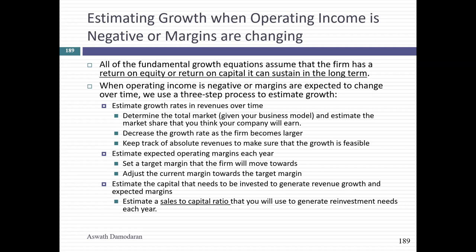So you got revenue growth, you got margins. Margins times revenues give you operating income. And then you need to subtract out reinvestment, right? And now that your margins are changing, your reinvestment cannot be connected to operating income like it was in the sustainable growth. It's got to be connected to revenues. And the way I'm going to estimate it is I'm going to figure out how much you need to reinvest given how much you want to grow your revenue. So the sales to capital ratio becomes a proxy for how efficiently you're growing. The more efficiently you're growing, the higher that number is going to be. The less efficiently you're growing, the lower that number is going to be.